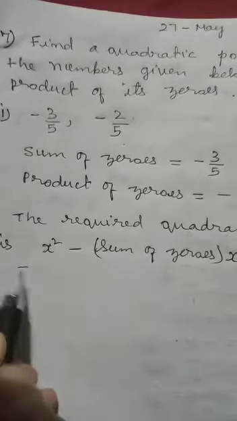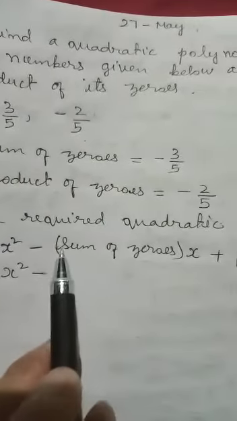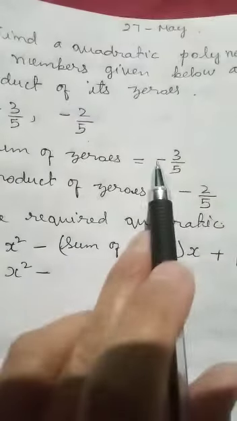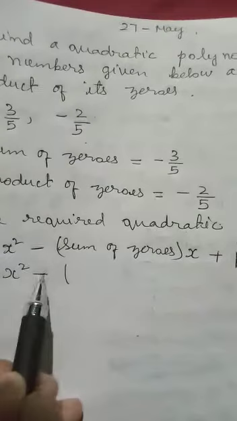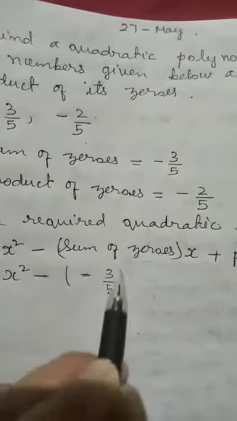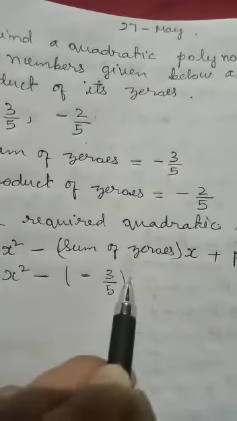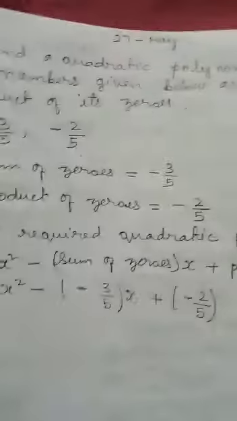So here x square, leave it as x square only, minus, in place of sum of zeros you already have from here, minus 3 by 5. So you replace it there. Minus from the formula, minus from the question, whole x. Then here we have plus, then here is written product of zeros, but you already have it from here, product of zeros is equal to minus 2 by 5.